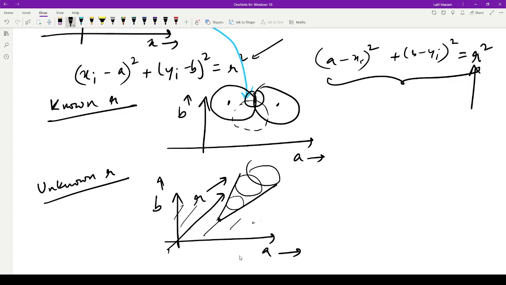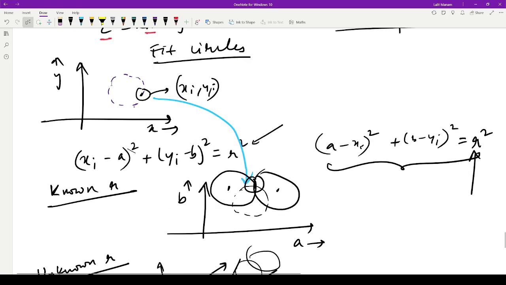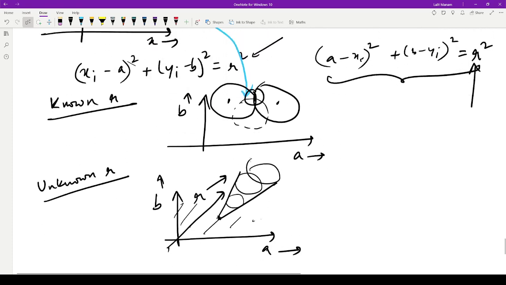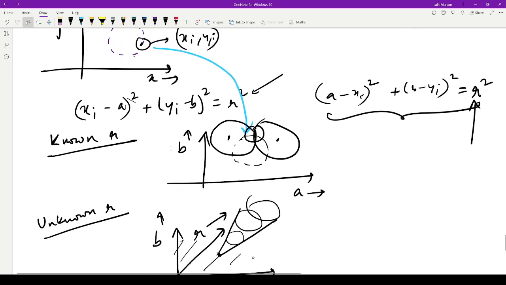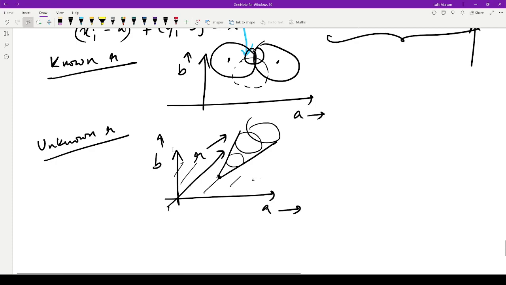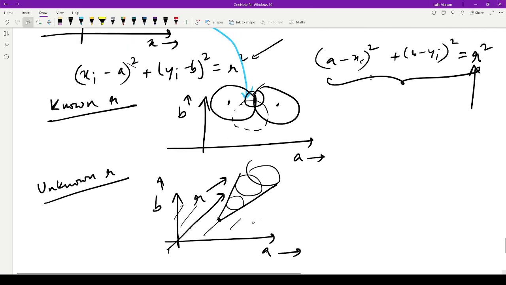Now if all the cones intersect at a single point, that will give you the specific values of A, B, and R which fit these points. Okay. Is it intuitively clear? Everyone is fine with this? Okay, that's good.